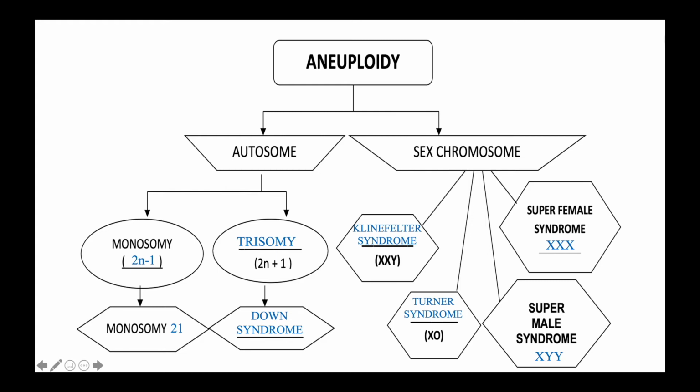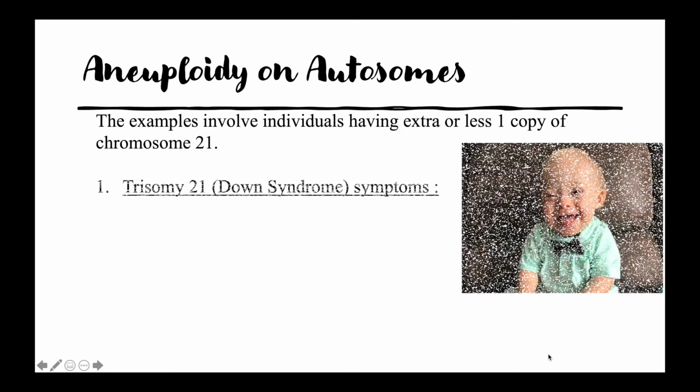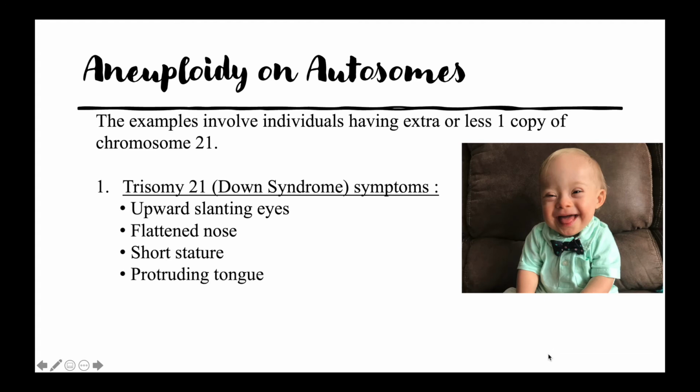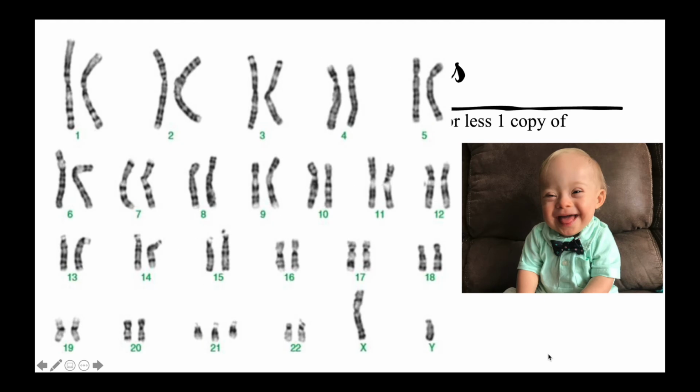For your syllabus, you are only required to learn about monosomy 21, Down syndrome, Klinefelter syndrome, and also Turner syndrome. Some of the many examples of symptoms experienced by Down syndrome individuals include having upward slanting eyes, flattened nose, short stature, and protruding tongue. This is the karyotype of individuals suffering from Down syndrome.